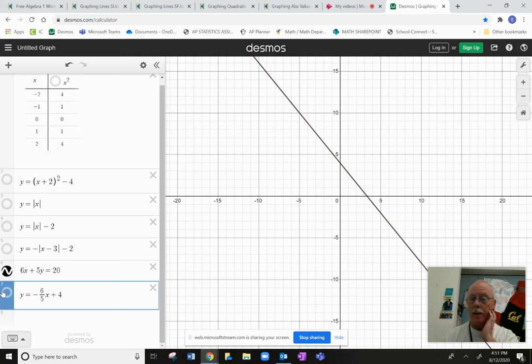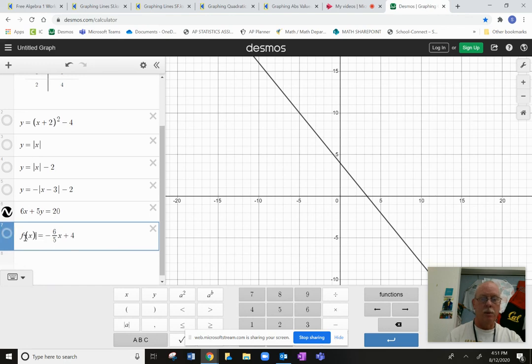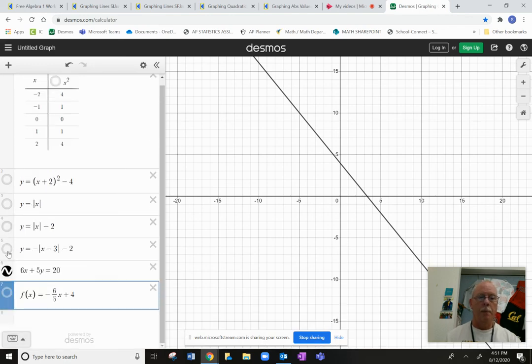It doesn't have to be y equals. In fact, it will also take that dreaded f of x equals. Okay, no problem using f of x instead of y, and there's advantages to that as you do other higher level things. So you can type f of x in instead of y if you want to do that.